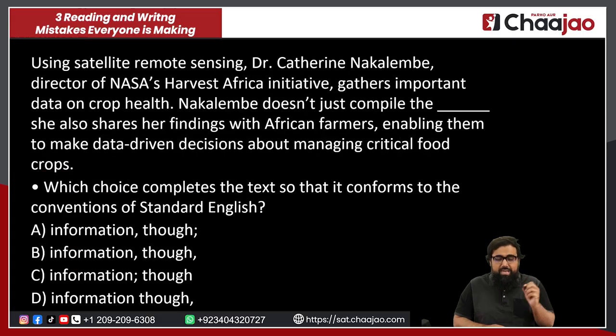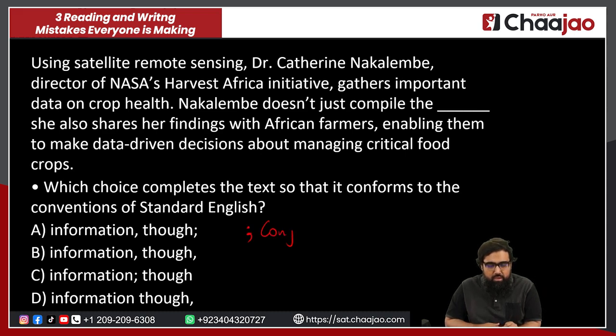Now, the second mistake that most of the students are making is when they join 2 independent sentences. Now, guys, there are many ways of joining 2 independent sentences. You can do it with a comma and a connective. You can do it using only a semicolon. You can use a semicolon and a conjunction. You can do it with a period. You can do it using a colon if the second sentence is the description of the first one. So there are many ways of doing that, but we're talking about the one where we use a semicolon and a conjunction and a comma.